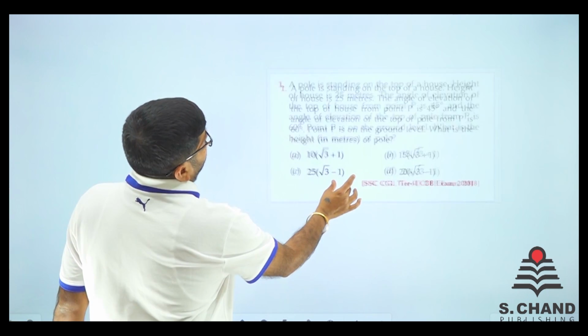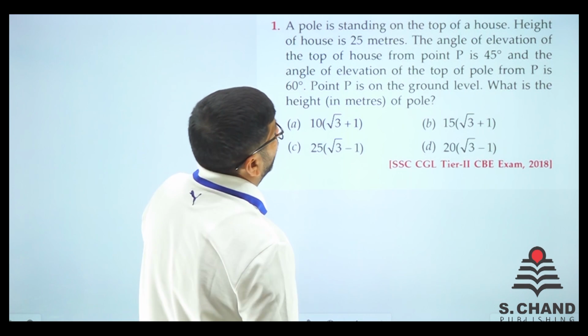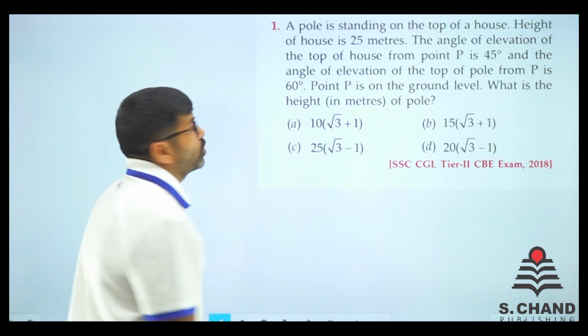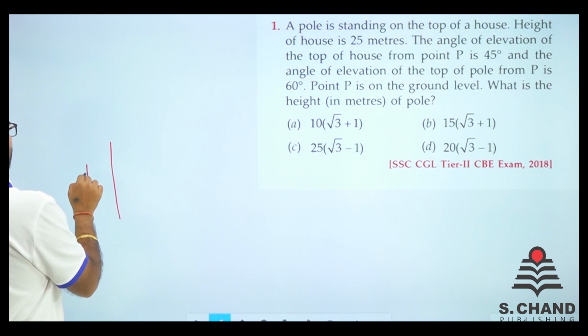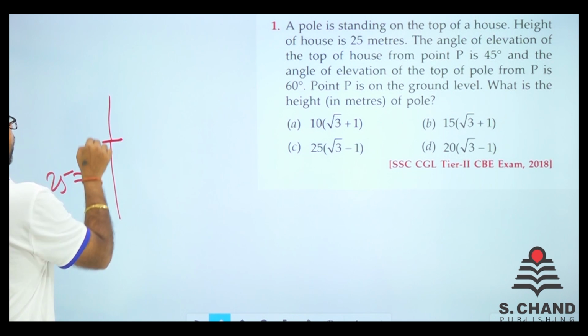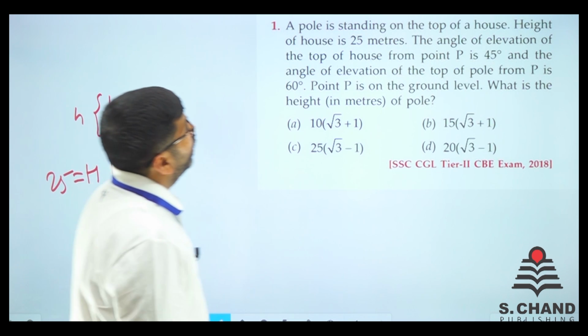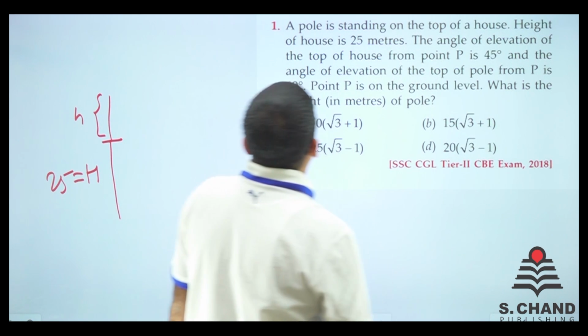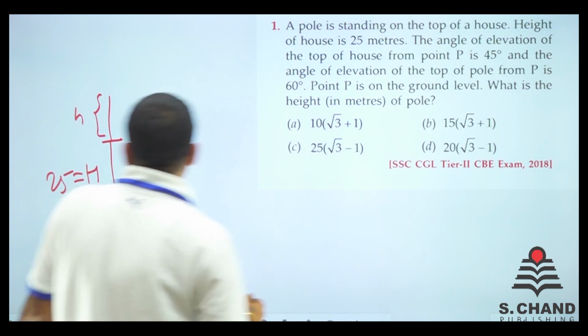Let's see what the question says. A pole is standing on the top of a house. The height of the house is 25 meter, and there is a pole on it. I don't know how much the height is, so I write h. The angle of elevation of the top of the house from point P is 45 degree.